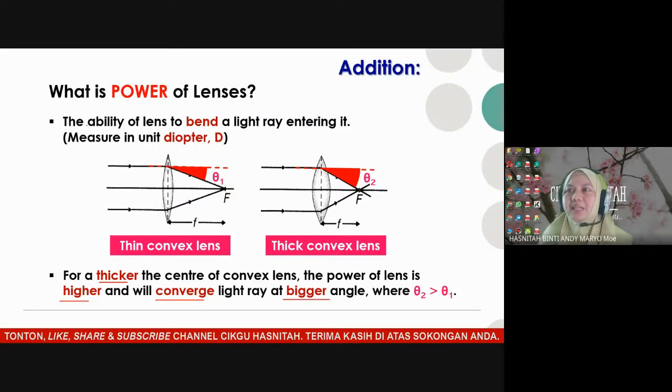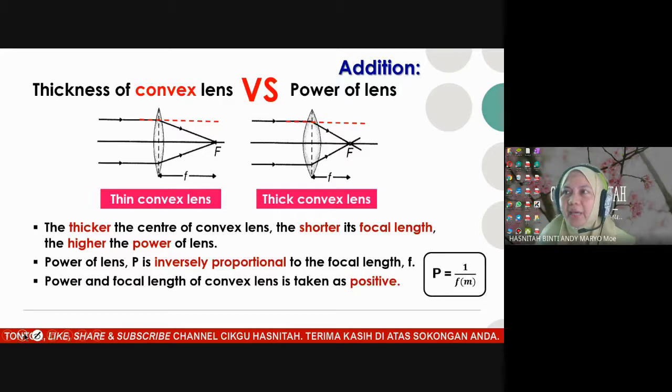Remember, power means the ability of the lens to bend light. Here, for the thicker lens, the light bends at the greater angle of theta 2. So it has a higher power compared to a thinner convex lens. Theta 2 is greater than theta 1. What is the difference between thin and thick convex lens?